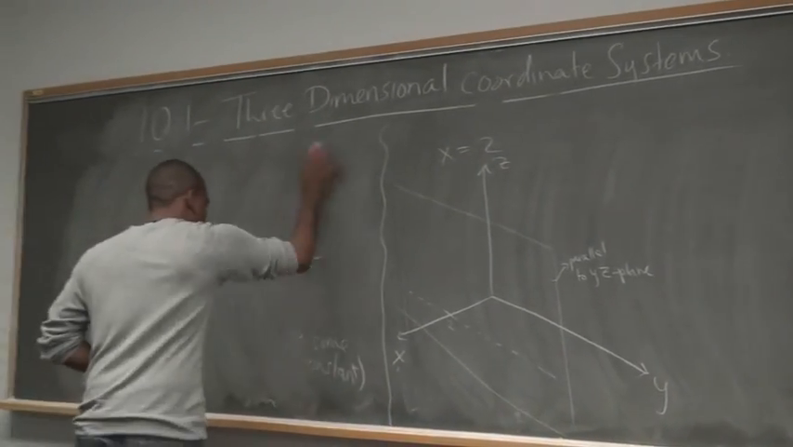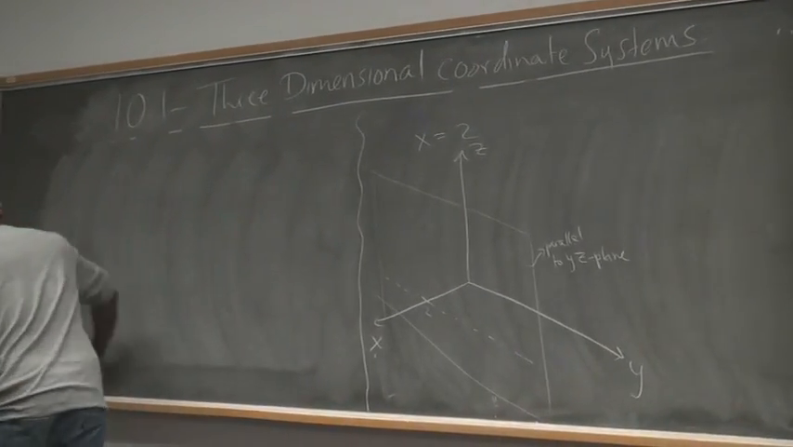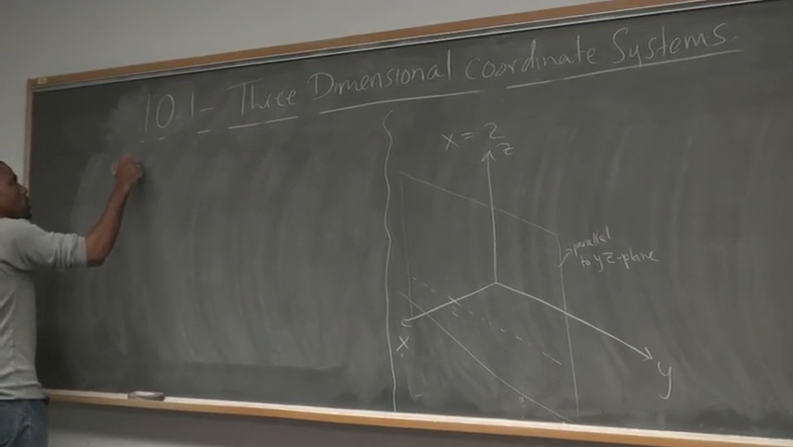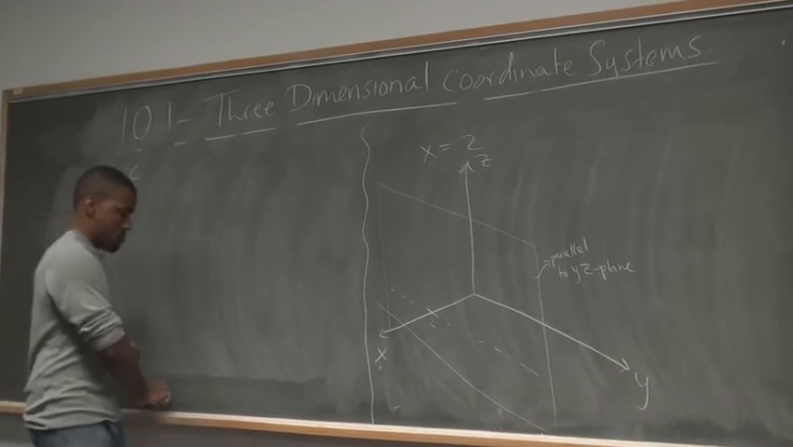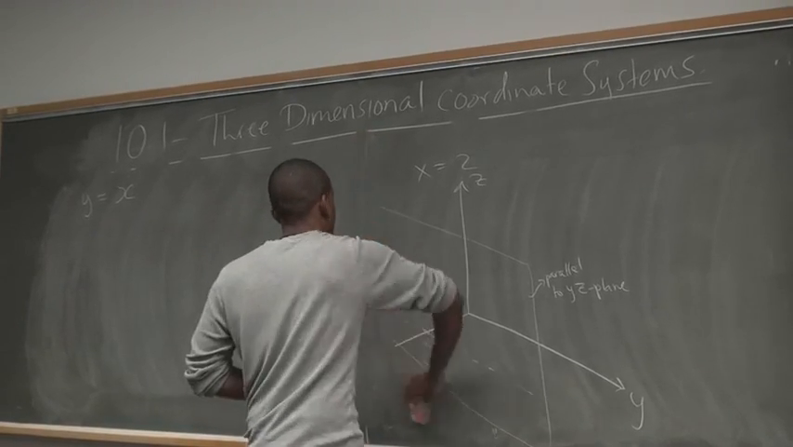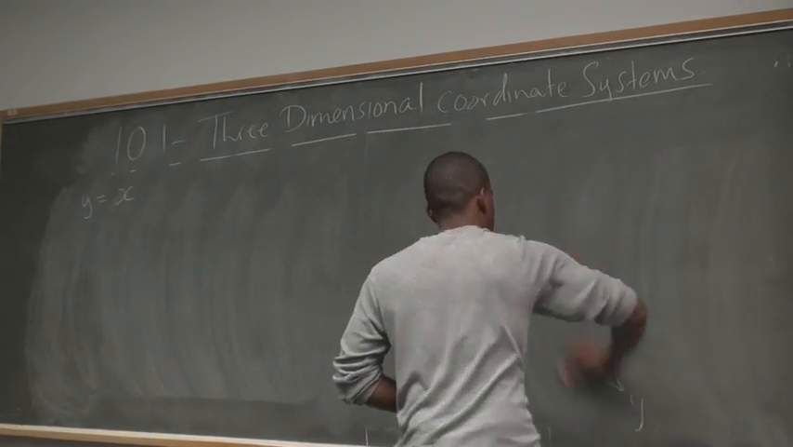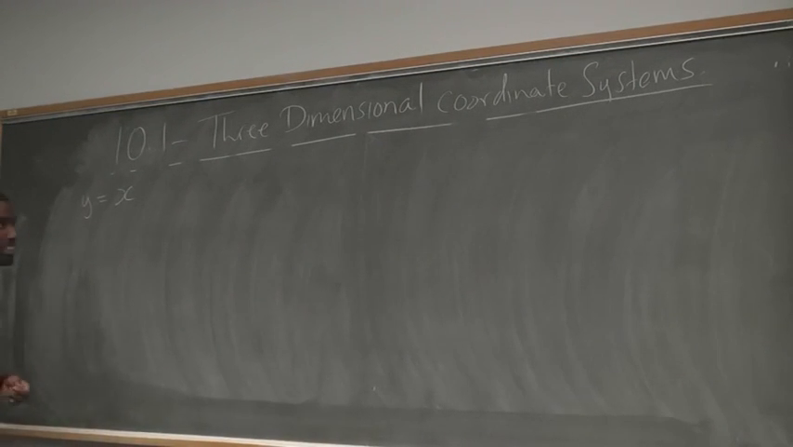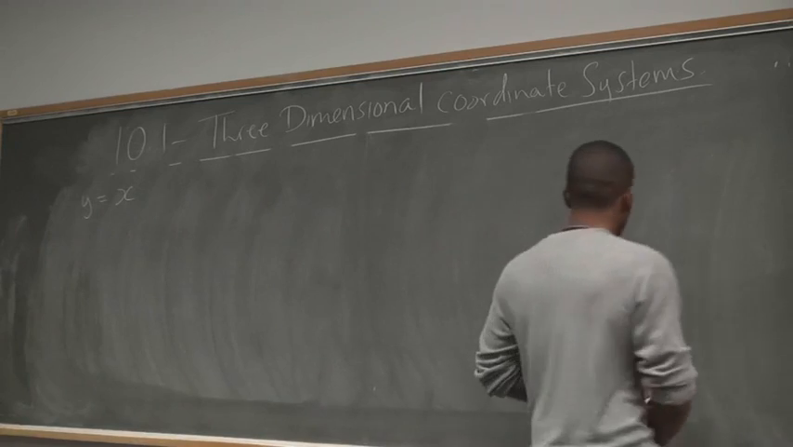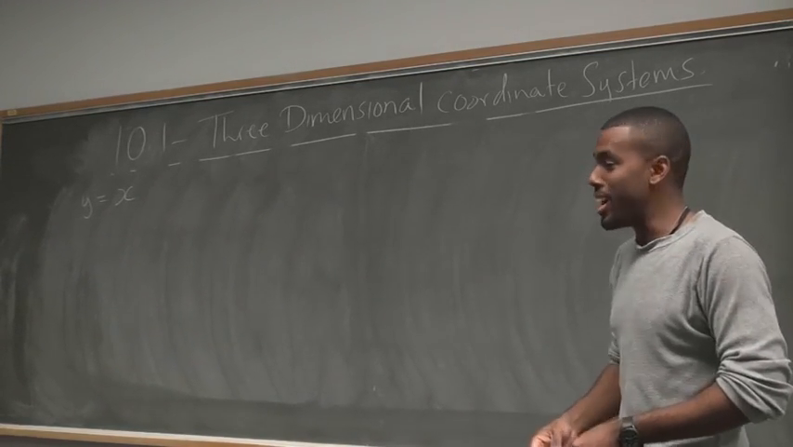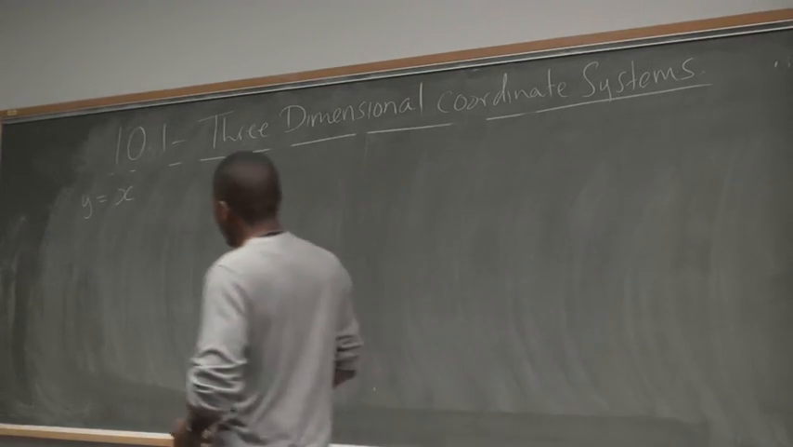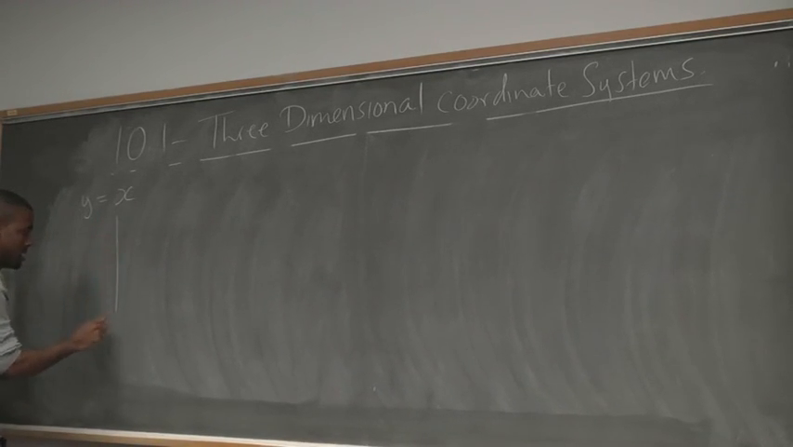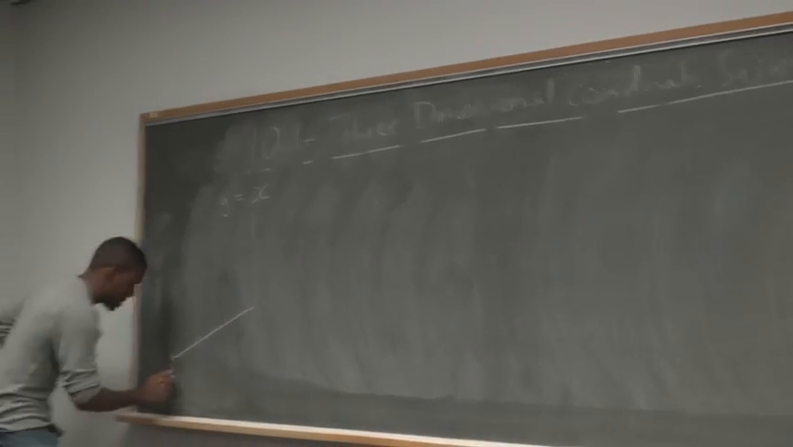Next thing I'm going to talk about is distances. But before I do that, what would y equals x look like? I heard someone say a line. You're already wrong. In 2D, y equals x is a line. In 3D, it's not. It's a plane. What kind of plane is it? How does it look?